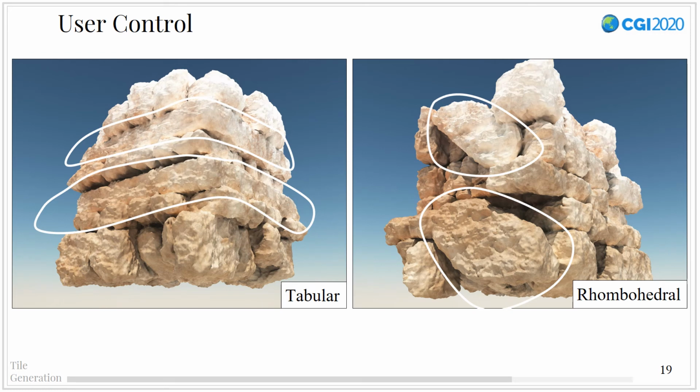We also provide control to the user, who can prescribe specific blocks in the tile. Here you see an example of tabular and rhomboedral blocks manually placed by the user in an equidimensional tile. The fracturing process adapts and synthesizes blocks all around the user-placed ones, creating a tile with two types of blocks.